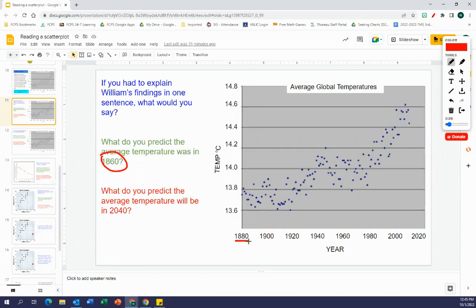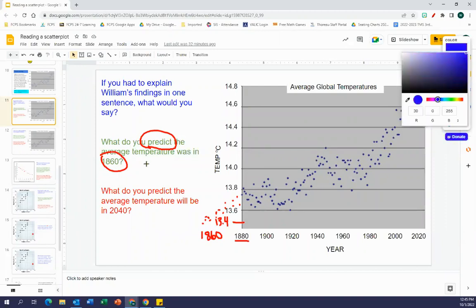Well, the graph only starts at 1880. So 1860 must have been around here. So if I continue this positive correlation in the opposite direction, I might say that a good guess might be 13.4. But you know what? A good guess might be 13.5 or 13.2. When we do predictions about scatter plots, what I want you to know is that there are a lot of correct answers that will all be clustered together in the same location.